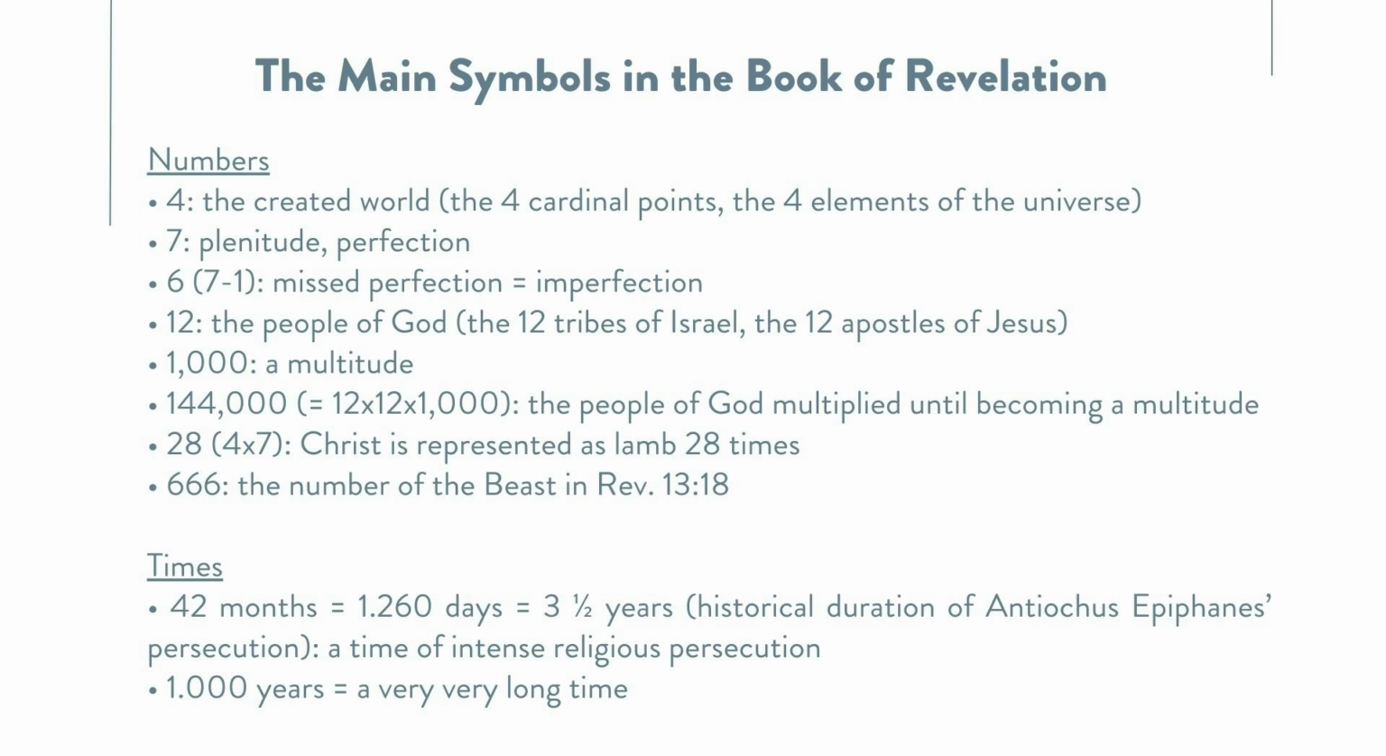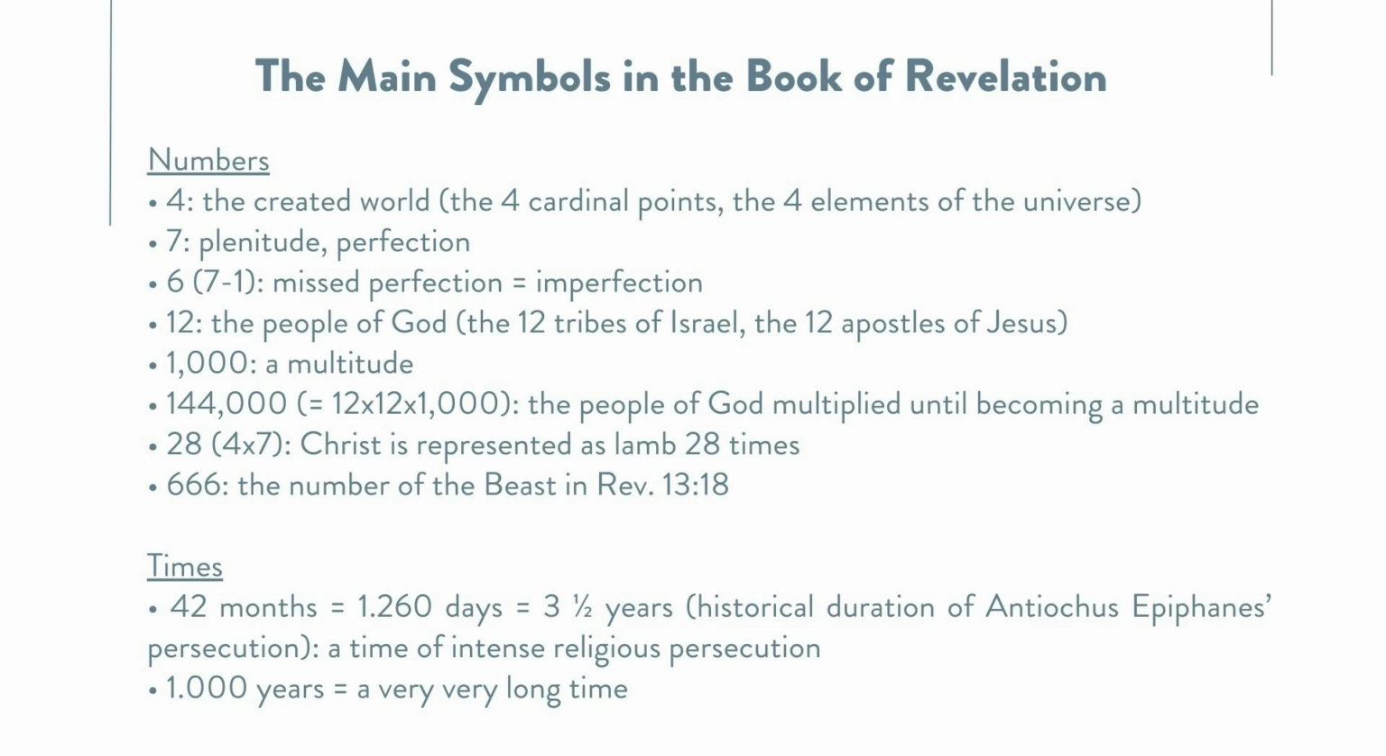1,000 years. We have seen that the number 1,000 applied to a group of people symbolically signifies a multitude. Similarly, when applied to a period of time, it signifies a very long duration, almost without end, since it far exceeds the human lifespan.